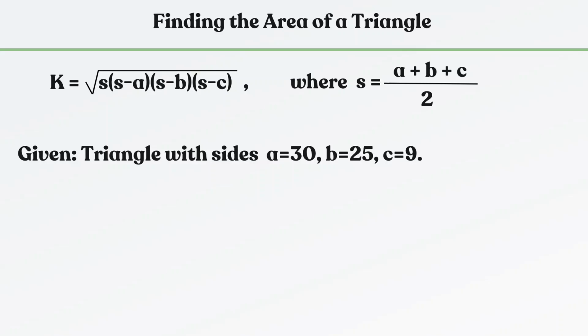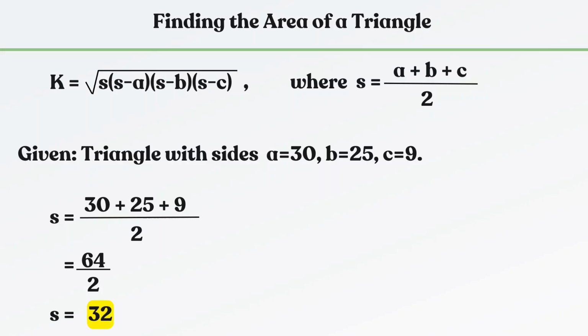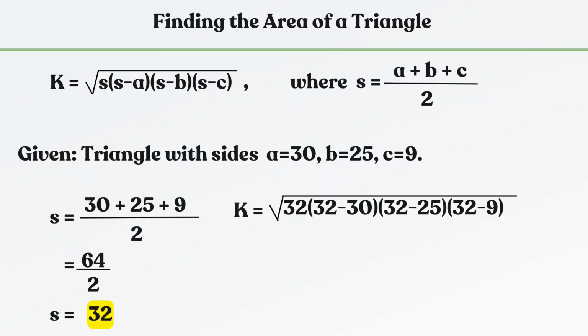A triangle with sides a equals 30, b equals 25, and c equals 9. Before we proceed, let us first calculate the semi-perimeter. s is equal to 30 plus 25 plus 9 equals 64. Divide by 2, so it becomes 32. And for K equals the square root of 32 times 32 minus 30 times 32 minus 25 times 32 minus 9. It gives us K equals 101.51.